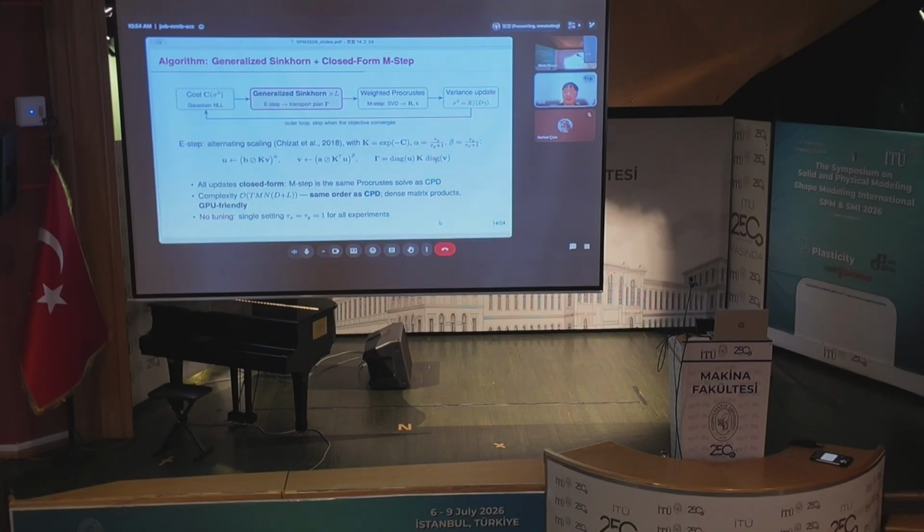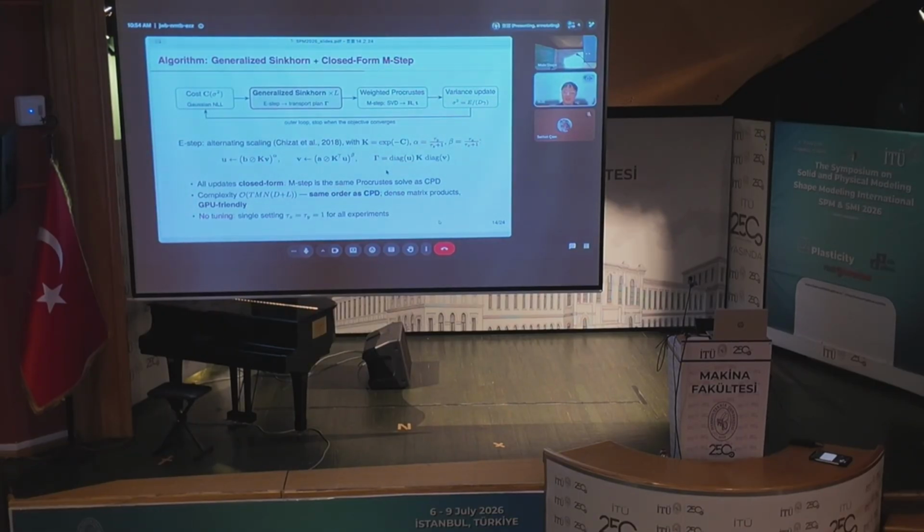A few notes on the algorithm. The flow is a diagram of push and pull, various updates, and then loop. Each step is a few scaling steps. We can repeat them a few times, and it is easy to implement and it can run fast on the GPU. And again, we do not need to tune the parameters. We can just set tau x equal tau y equal 1 for all experiments.